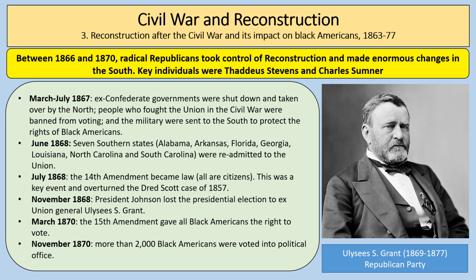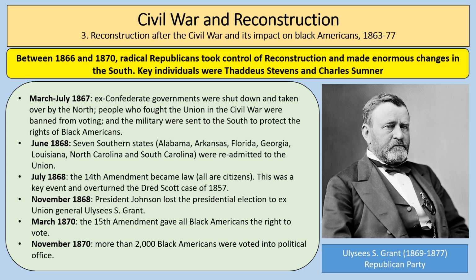So between March and July 1867, ex-Confederate governments were shut down and taken over by the North. People who fought the Union in the Civil War were banned from voting, and the military was sent to the South to protect the rights of Black Americans. Now, 7 southern states in June 1868, Alabama, Arkansas, Florida, Georgia, Louisiana, North Carolina, and South Carolina were readmitted to the Union. And in July 1868, the 14th Amendment became law, which meant that all Americans were citizens.